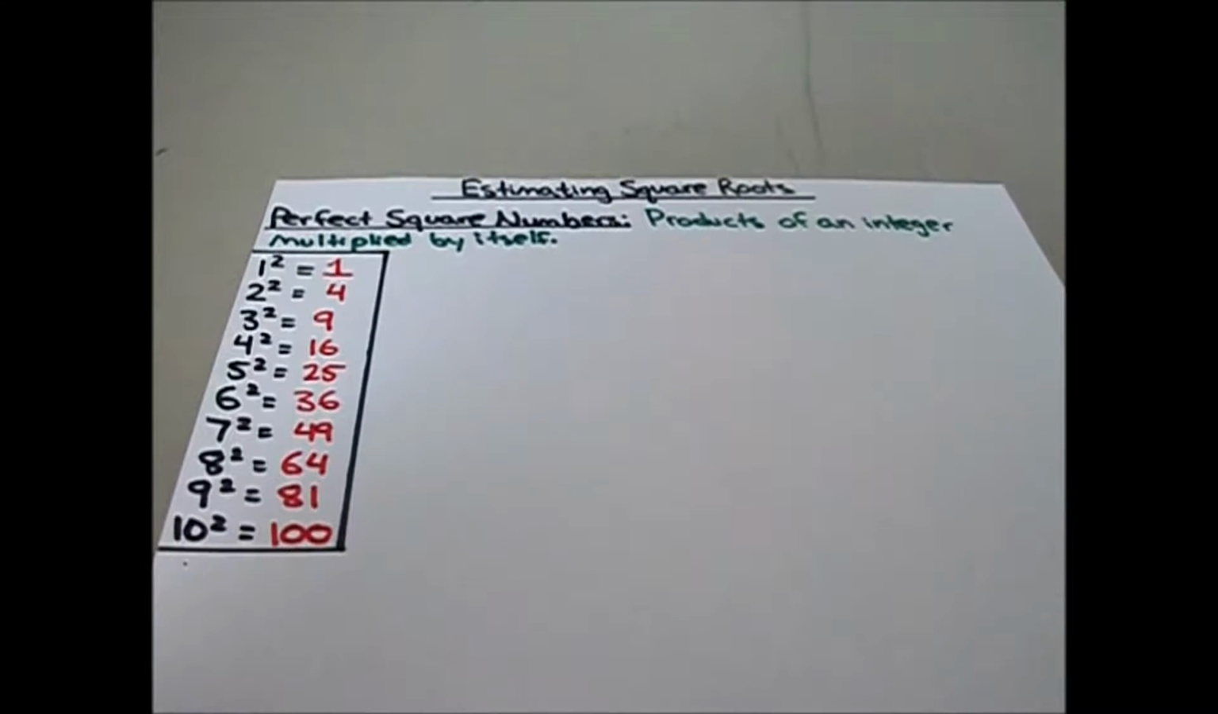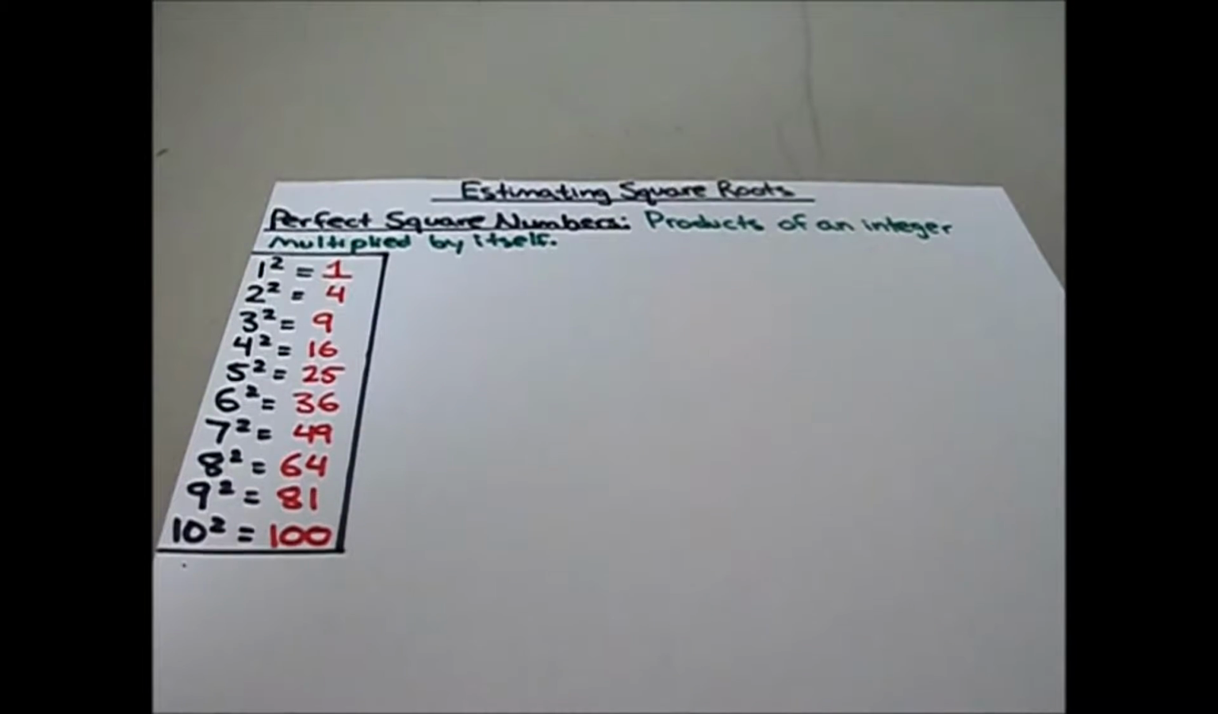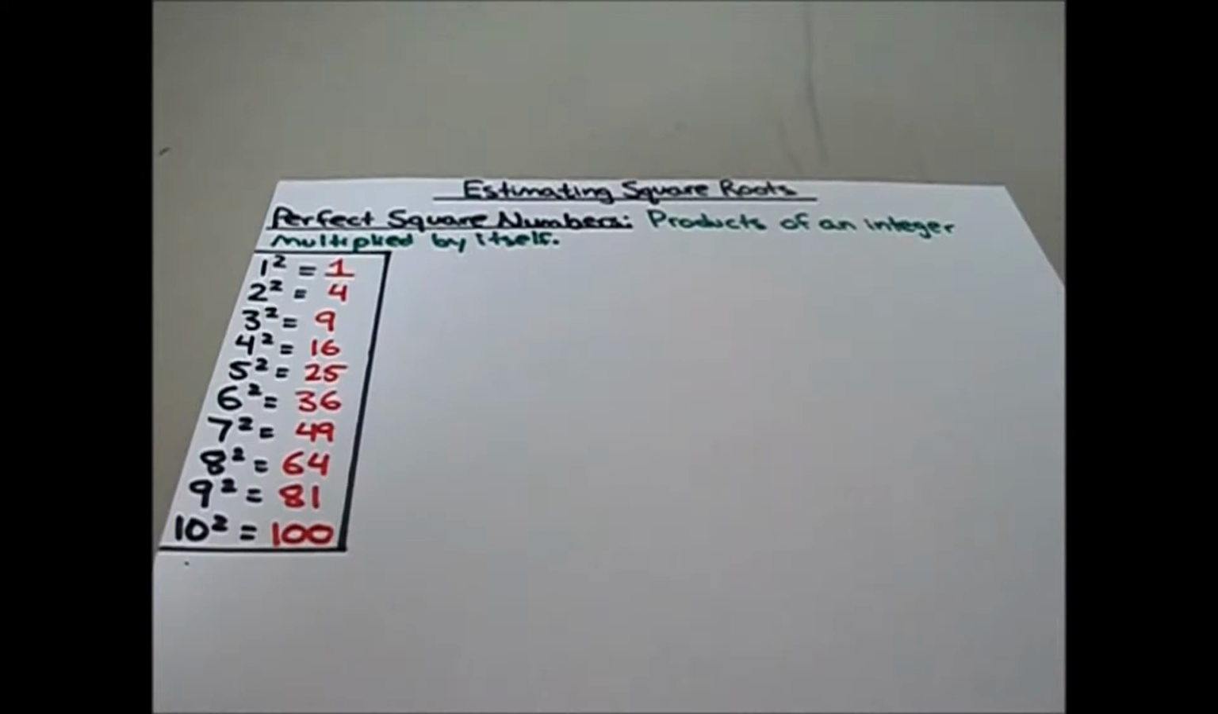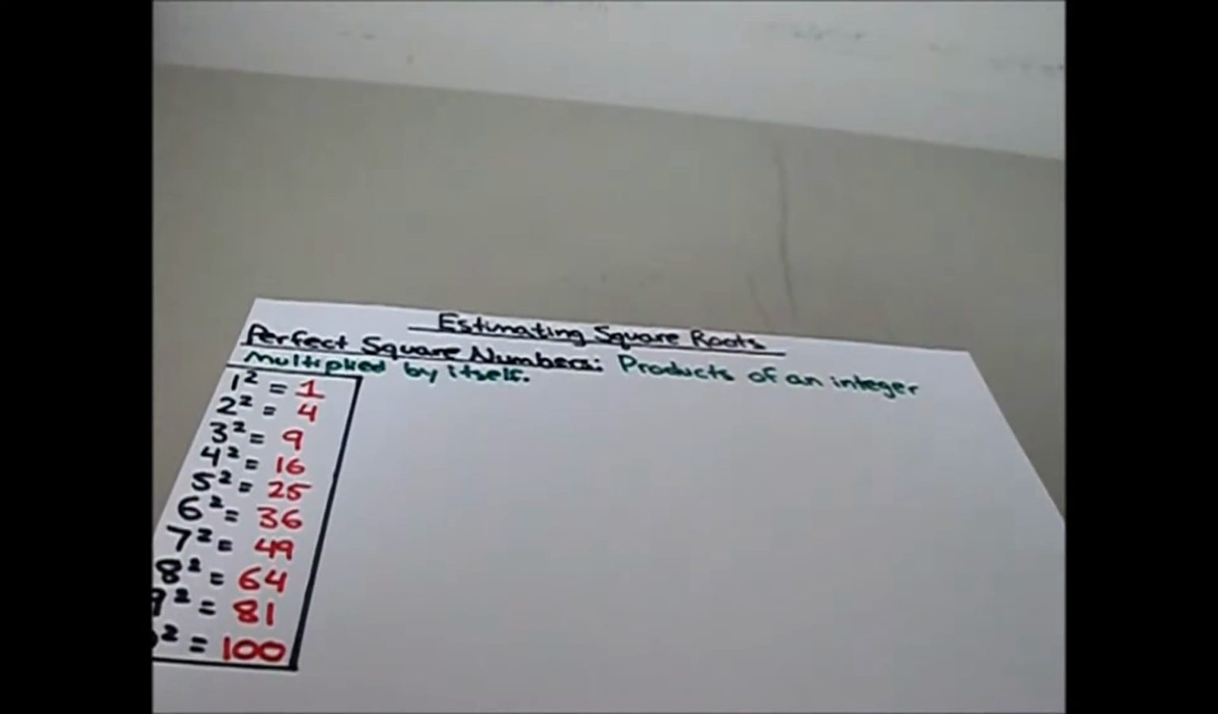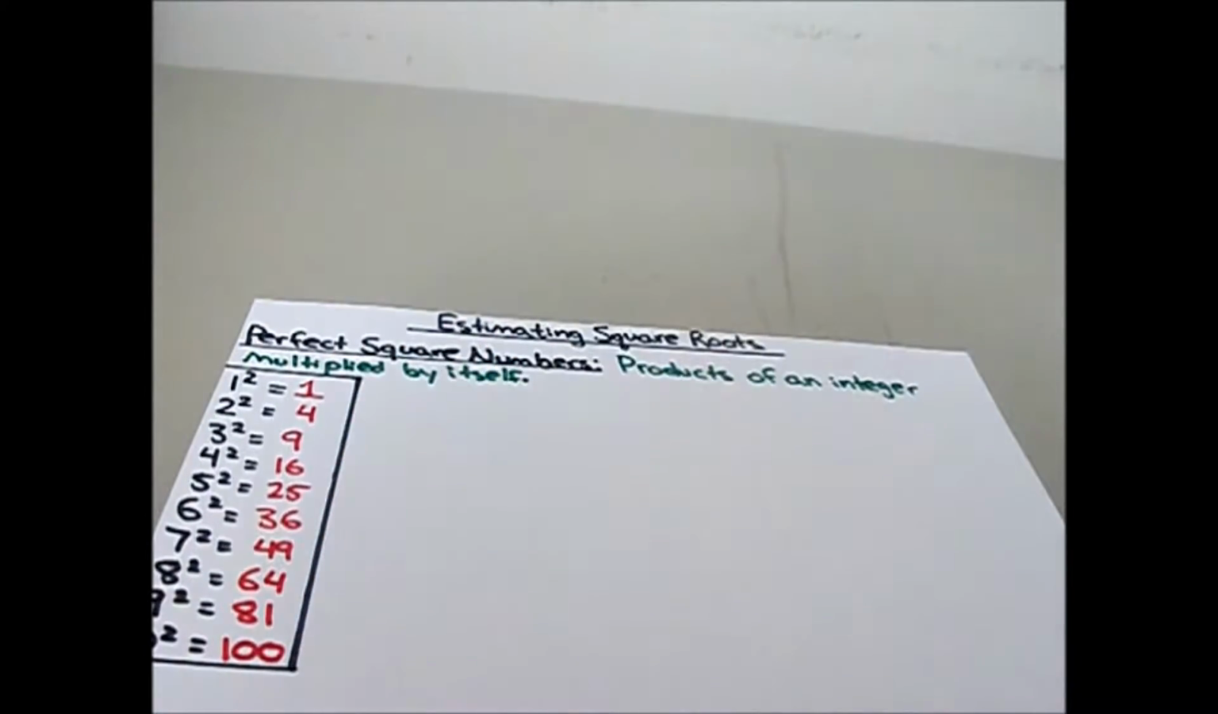In the previous lesson, we learned what square roots and exponents are and how to write them. In this lesson, we're going to be going over estimating square roots. Perfect square numbers are products of an integer multiplied by itself. Some examples are in this box below.